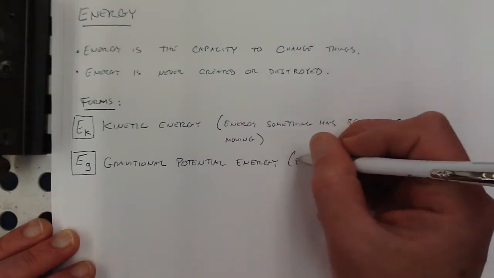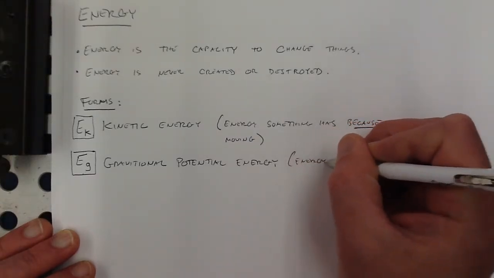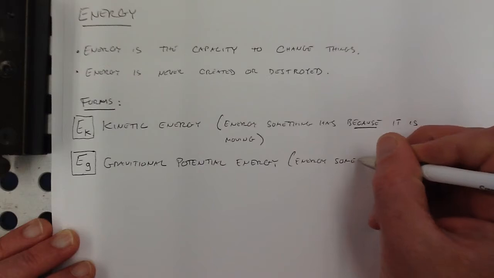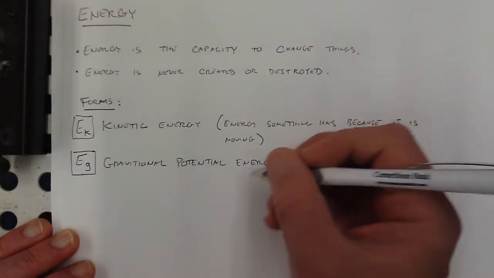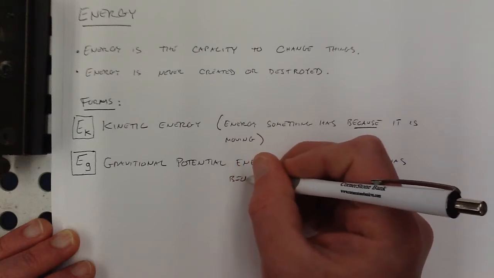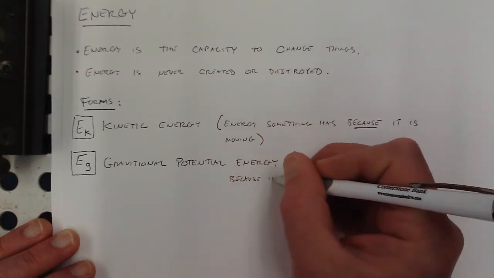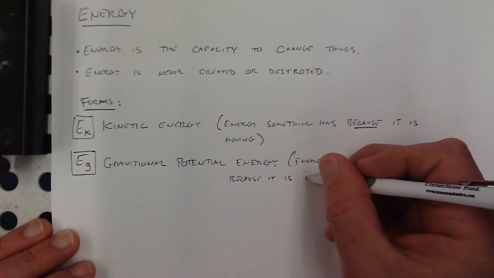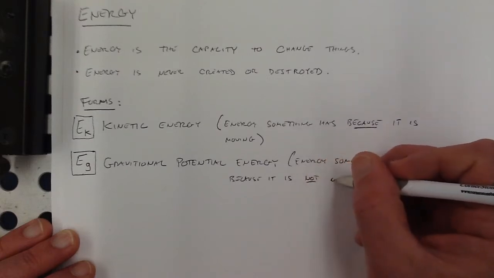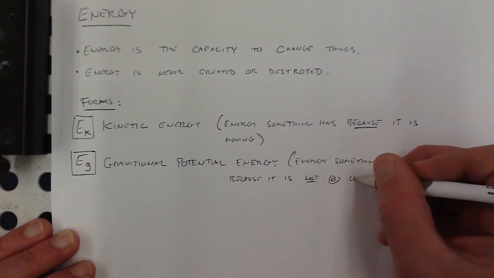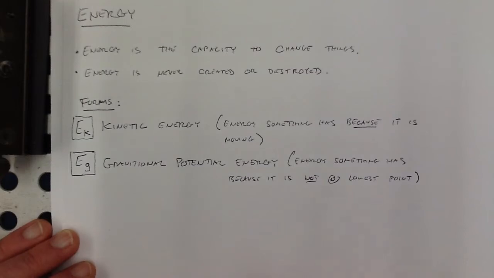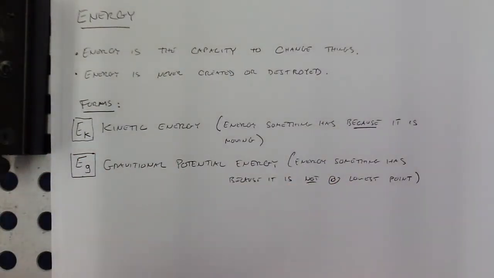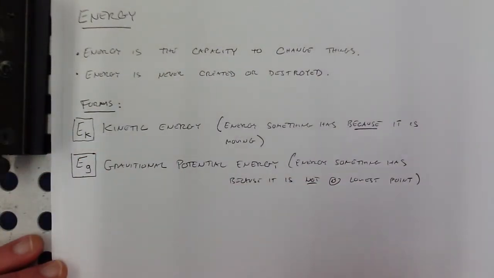So that's the energy something has because it is not at the lowest point that it could be, relative to the earth, like sitting on this table or the ground or whatever that lowest point would be in that situation.